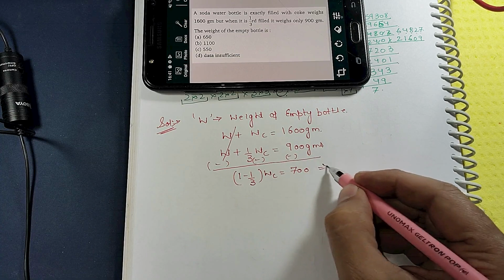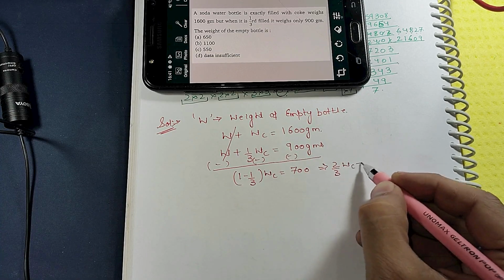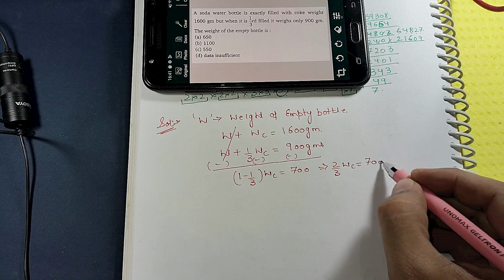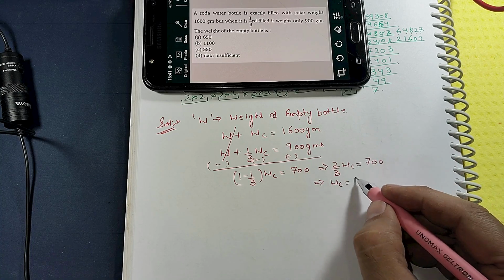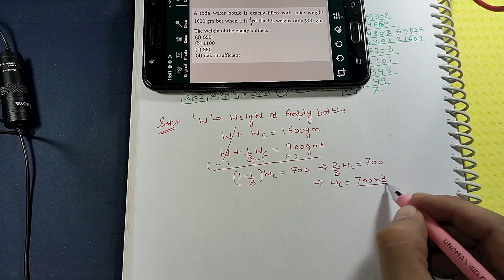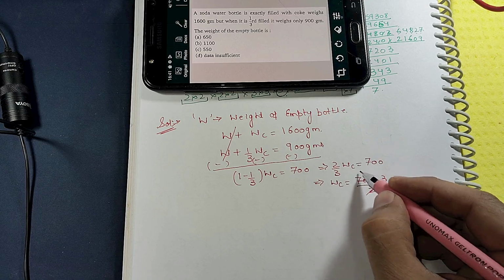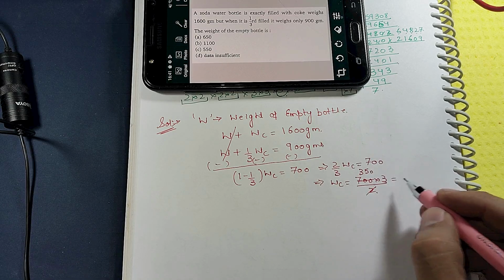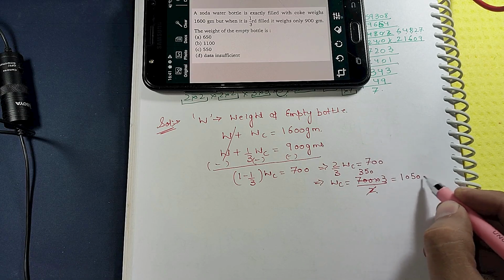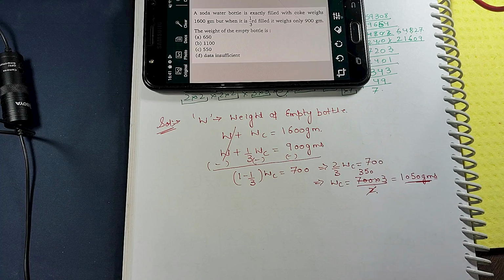So 2 by 3 weight of Coke is equal to 700, or I can write weight of Coke is equal to 700 into 3 divided by 2. So this will be 350 into 3, which is equal to 1050 grams. So this is the total weight of Coke.